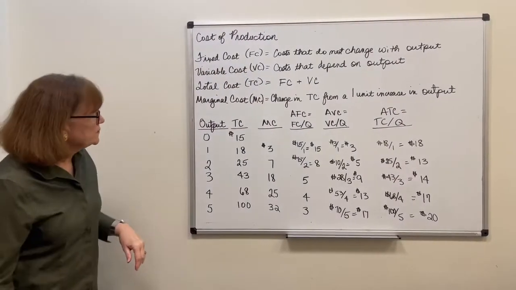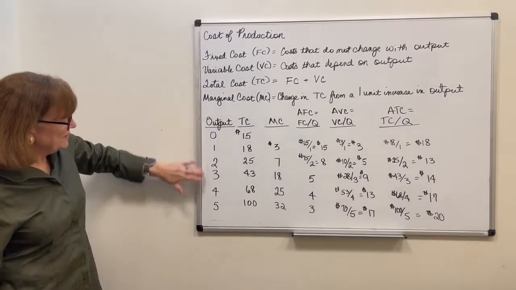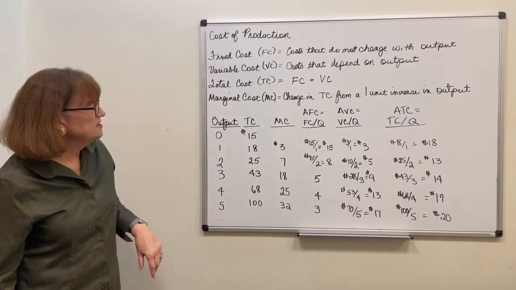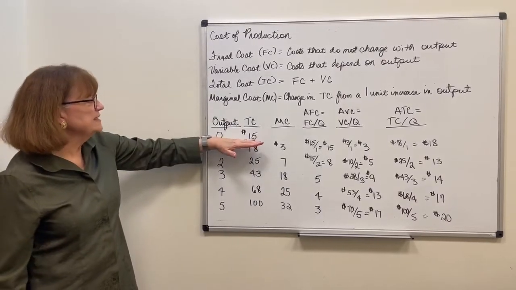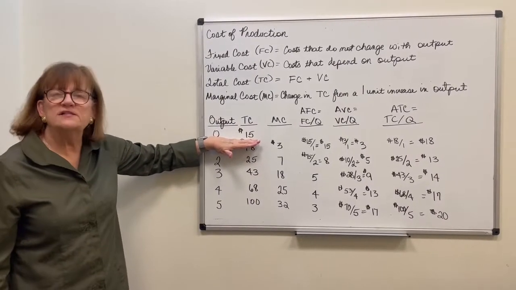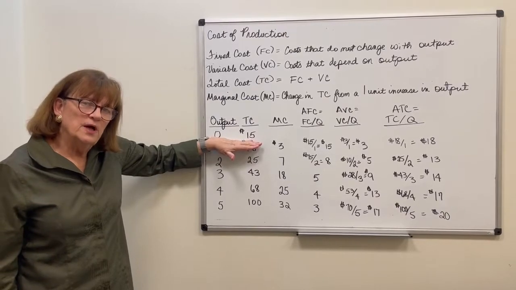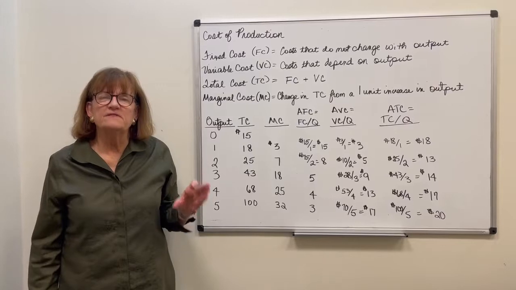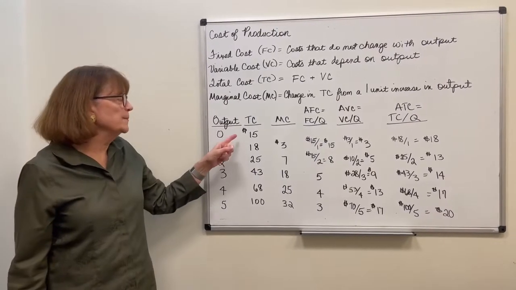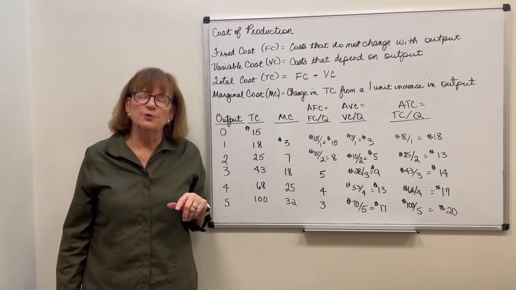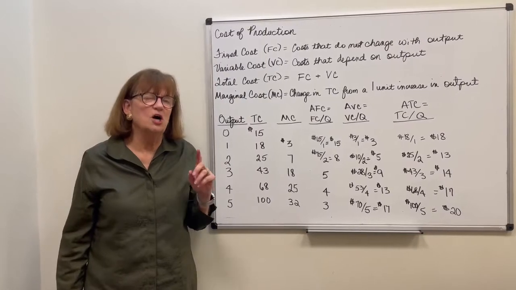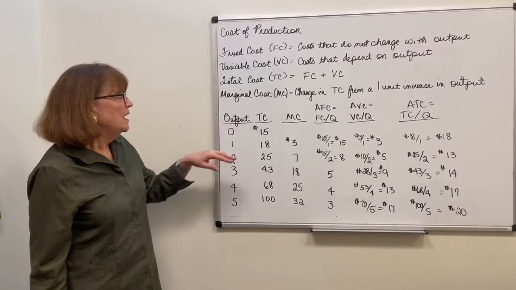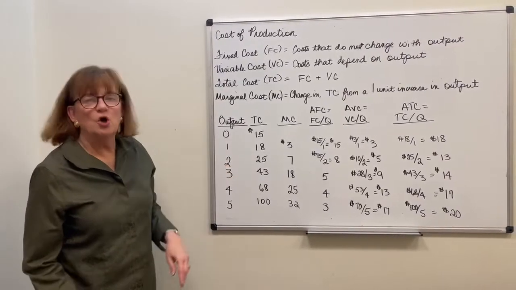So, if you consider the output of a firm and you consider the total cost, the first thing you notice is there are total costs even when output is 0. If you have costs associated with 0 output, those must be fixed costs. So when you're working a problem, that's your first clue. The fixed cost is the cost when output is 0. All right?